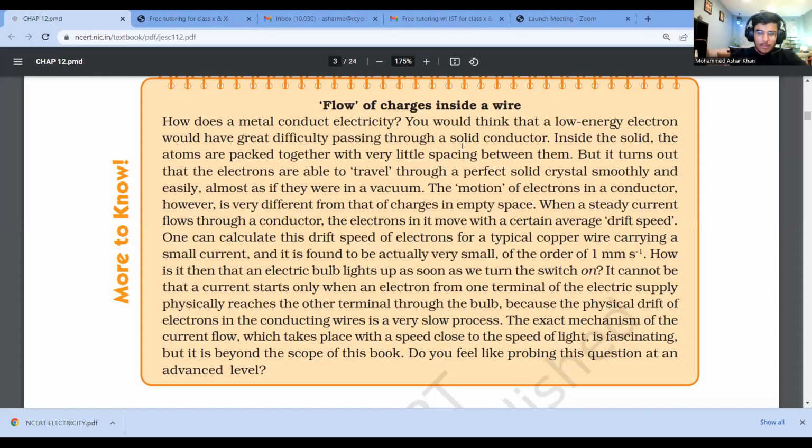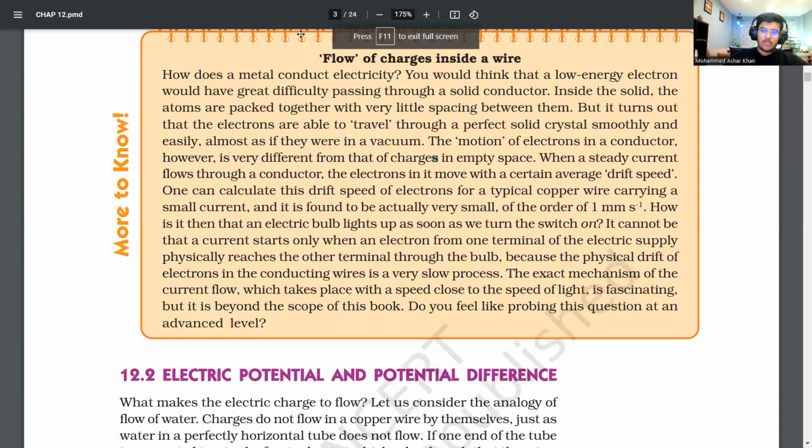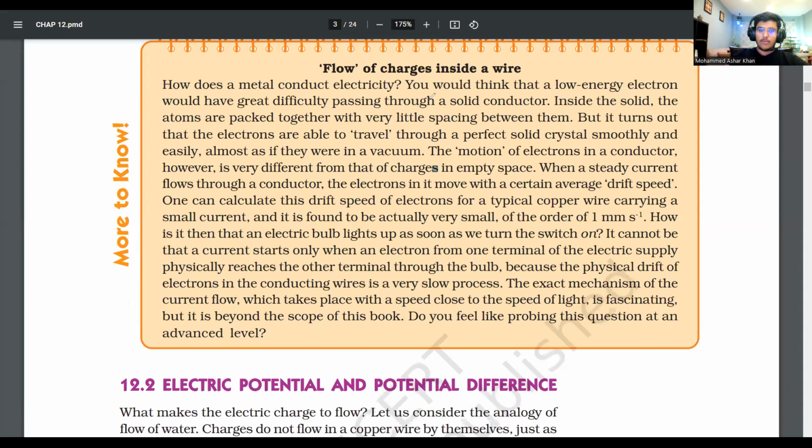Right. Now, moving on to our second topic, electric potential and potential difference. So this is where, as I was talking about the voltmeter, how it is connected in parallel and whatnot.